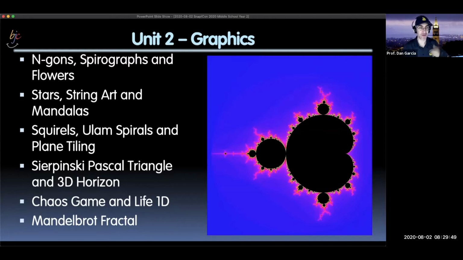I'll share some of those pictures there, and then we made the chaos game, which is this delightful game where you end up getting the Sierpinski triangle in another way, and then we made Life 1D. So it's the game of life, but played in 1D, where you sweep down these pixels, where the next row is a function of the previous row.